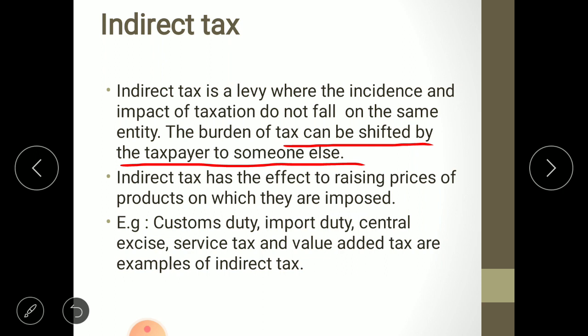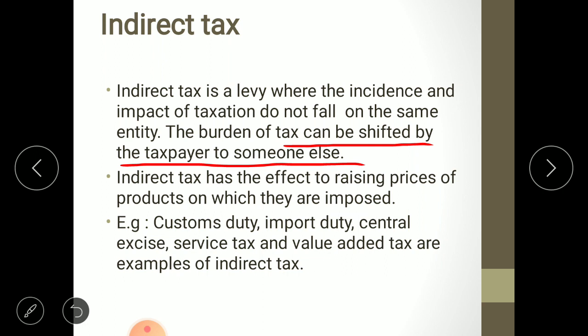Indirect taxes are generally levied on products and services. On those products, when the indirect taxes are charged, those products' price will definitely increase, because the tax is a cost from the viewpoint of manufacturer, and when cost increases, price has to increase to cover up the cost and earn profit. So on any product and on any service, when taxes are imposed, price will definitely increase.